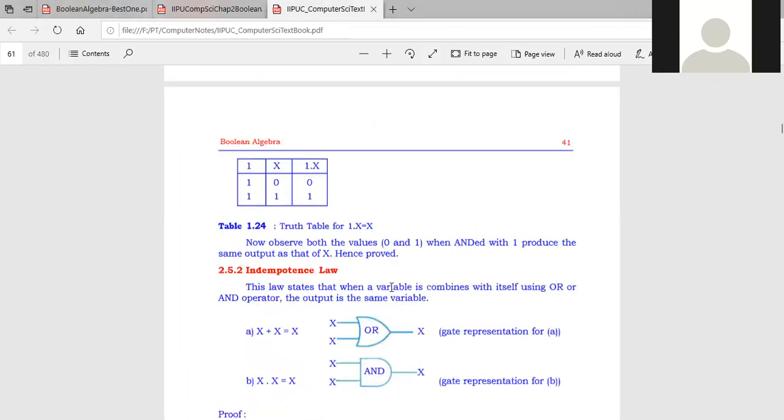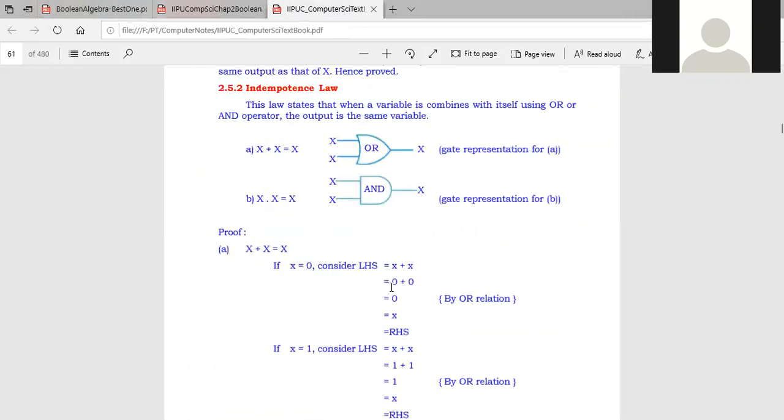Properties of 0 and 1 we have seen in the textbook. Second is the idempotence theorem or idempotence law. Look here carefully. This law states that when a variable combines with itself using the OR or AND operator, the output is the same variable. Look here, A and B, two expressions corresponding to logical addition and logical multiplication. Look at the first one. X plus x is equal to x.